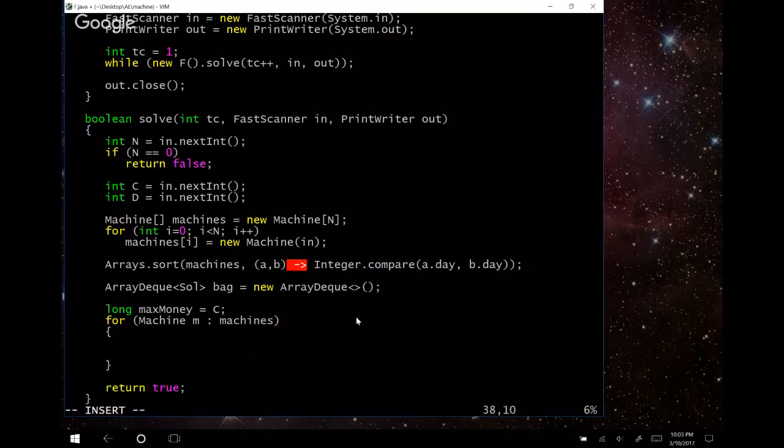The first thing I need to do is consider selling a machine right before today. I can't sell it on the day I buy a new machine. Or wait, I can sell it on a day I buy a new machine, but I can't sell it while it's making money. So I have to sell it the day before. So what I'll do is I'll just loop through all possible solutions in my solution bag and update the max money I can earn.